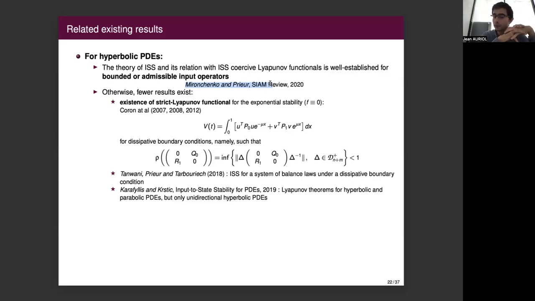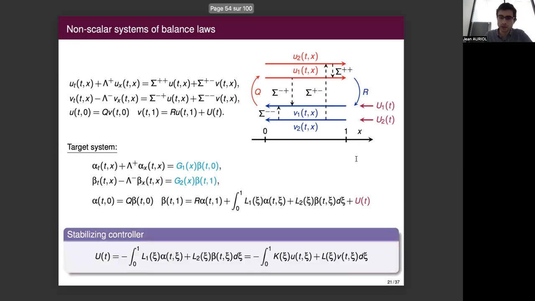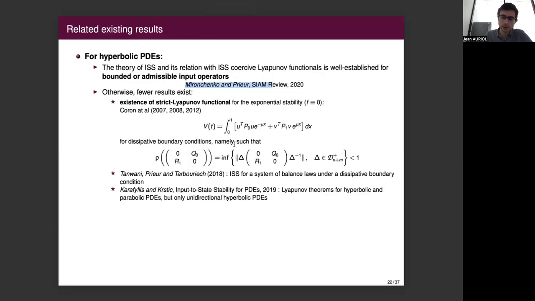You have some strict Lyapunov functionals, given, for instance, by Jean-Michel Coron, which are a kind of extension of the Lyapunov functional we had before with these exponential gains. However, these functionals require a dissipative boundary condition. So they require the spectral radius of this matrix to be smaller than 1. But this condition is more restrictive than the necessary condition for delay robustness we have. In the case of scalar equations, they are the same. But generally speaking, this one is more restrictive, which means that there are some cases for which we know that we can stabilize the system, but this Lyapunov functional does not work.